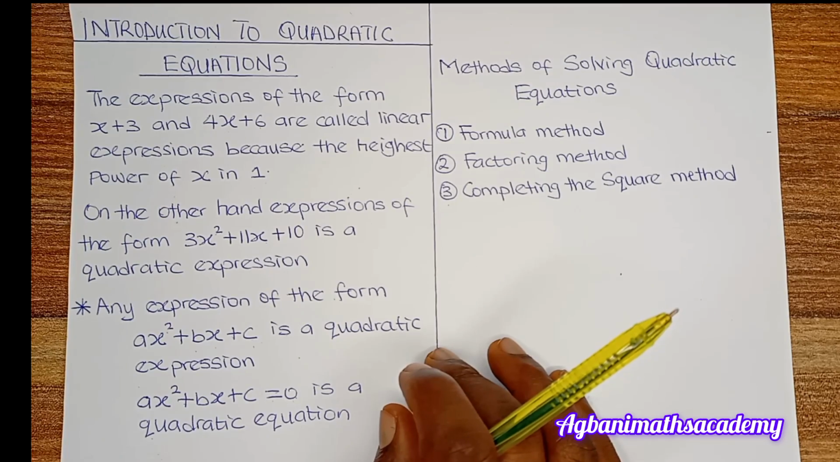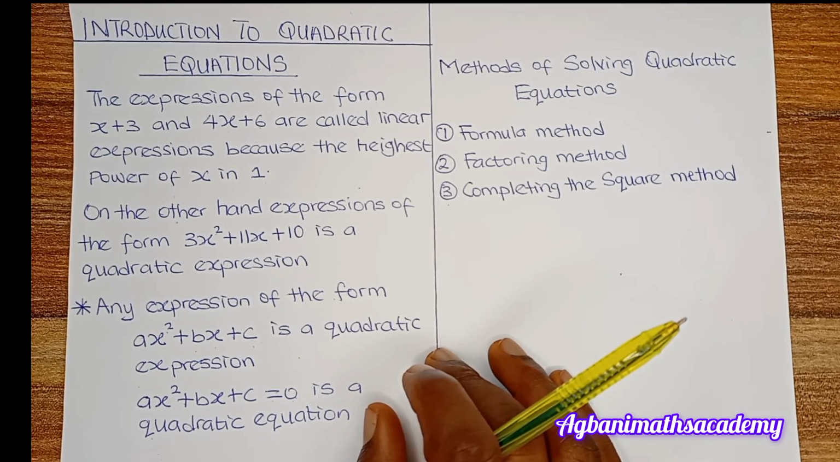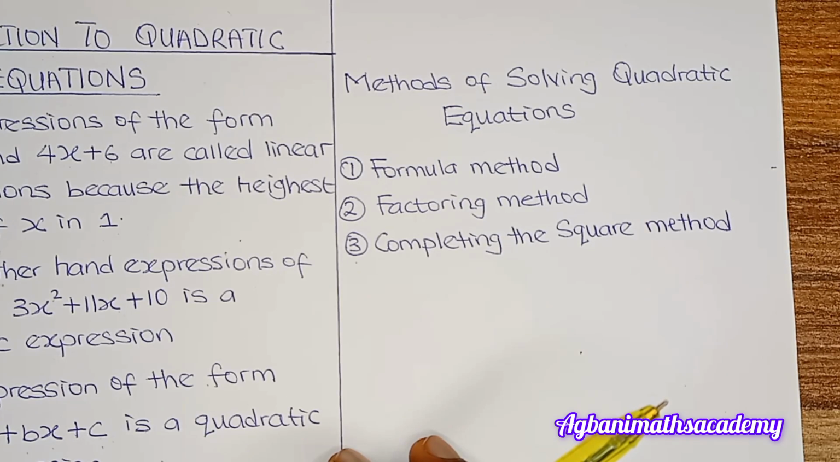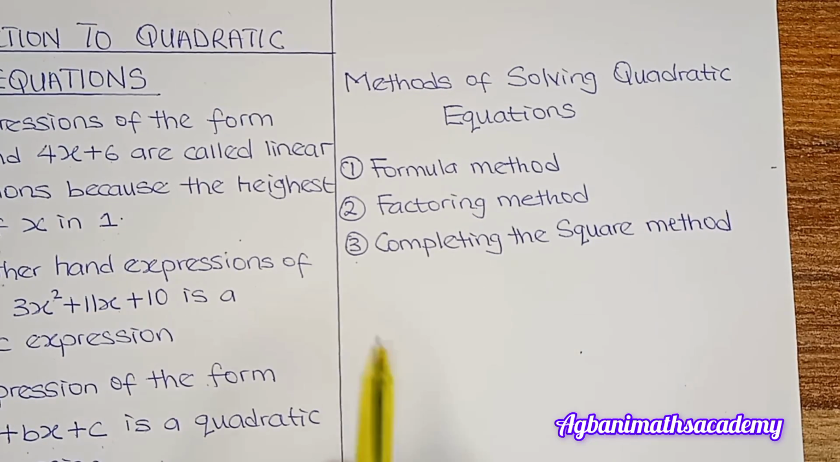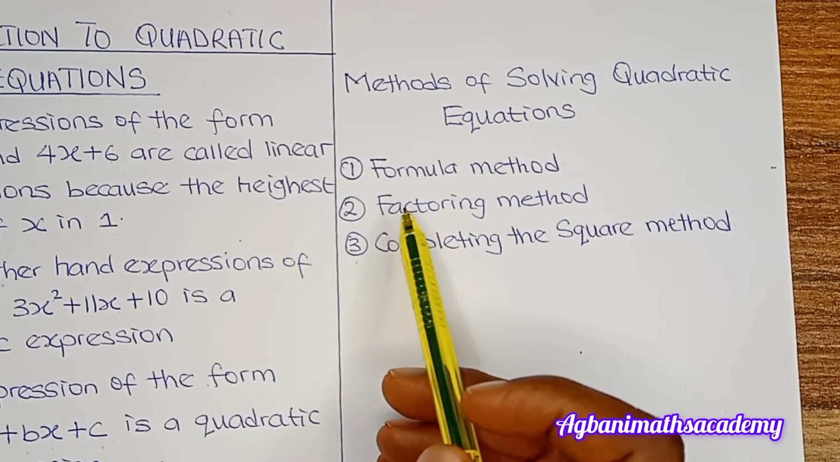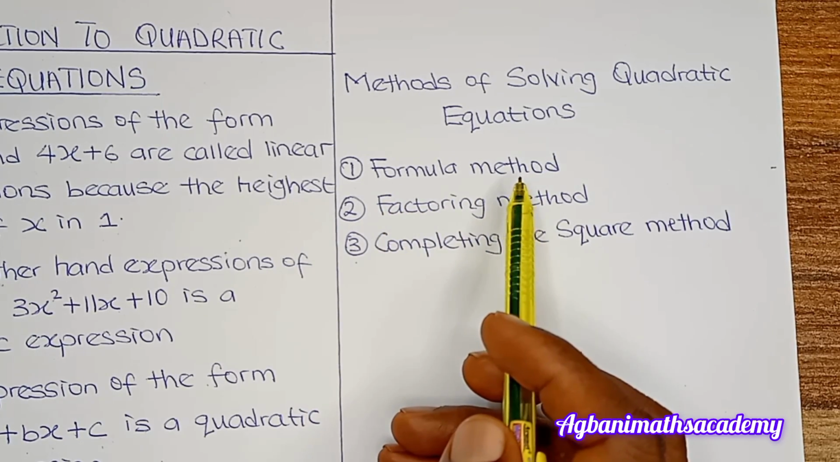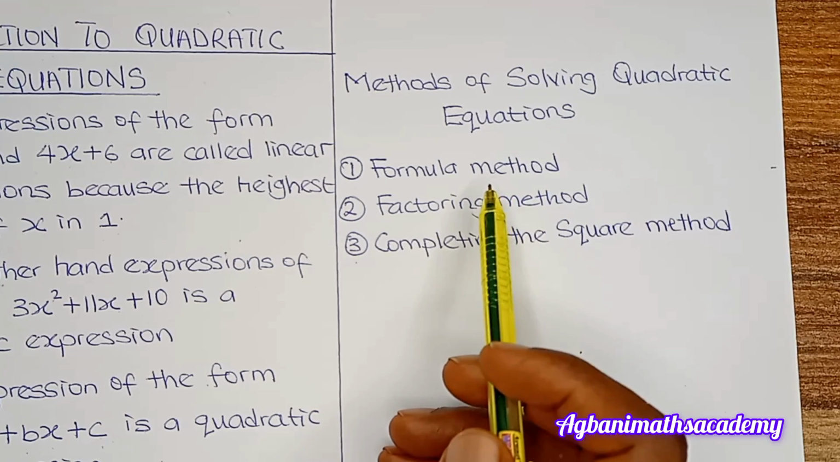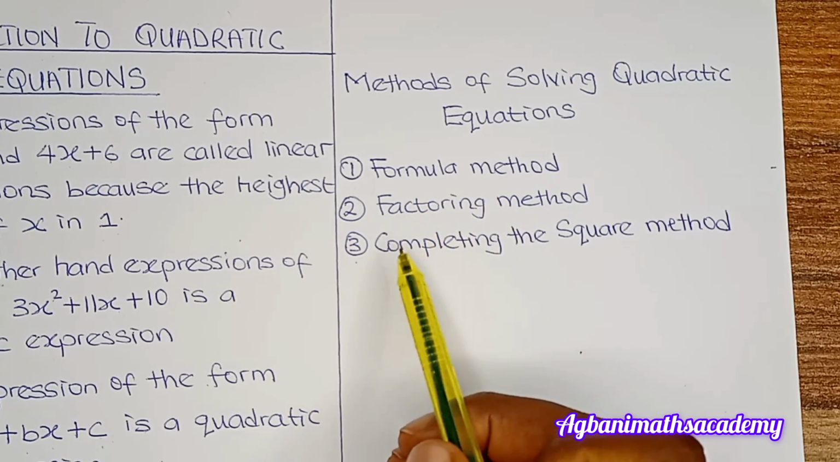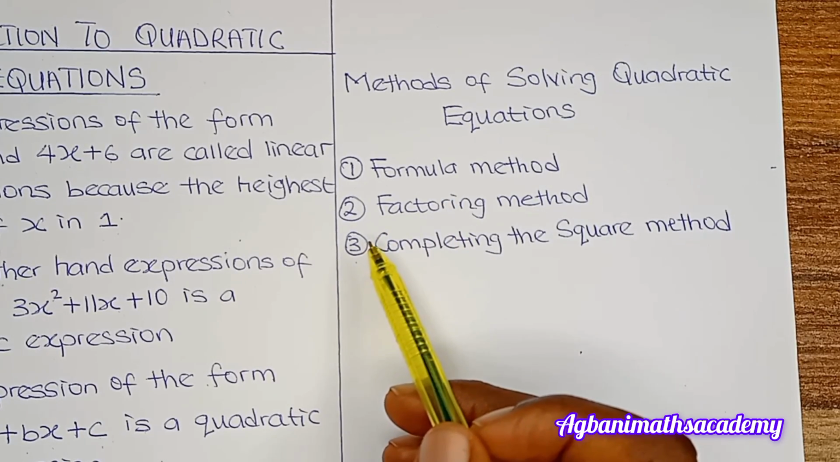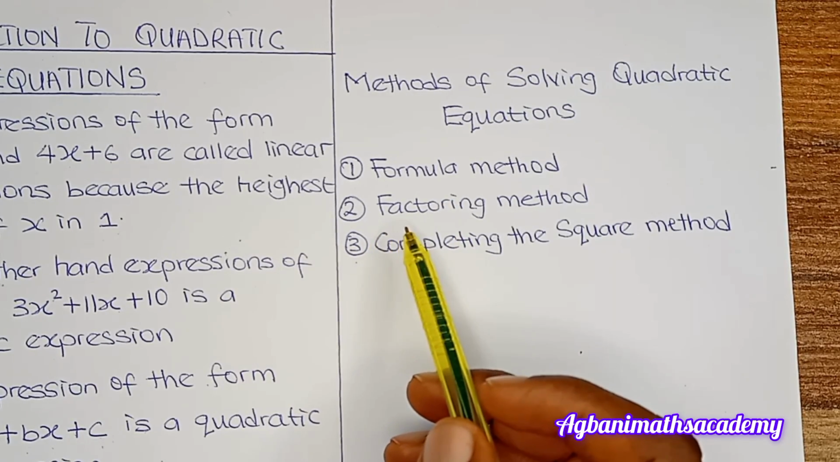Now, in this series, we are going to be looking at 3 different methods of solving quadratic equations. Although before we start looking at how to solve quadratic equations, we are going to see how to factorize quadratic expressions in the next 2 videos. But now let's look at the 3 different methods that we'll be considering in this series. The first one is the formula method. The formula method is the simplest method of solving quadratic equations because it consists of a simple formula where you only need to input the values of a, b, and c in order to get the values of x.